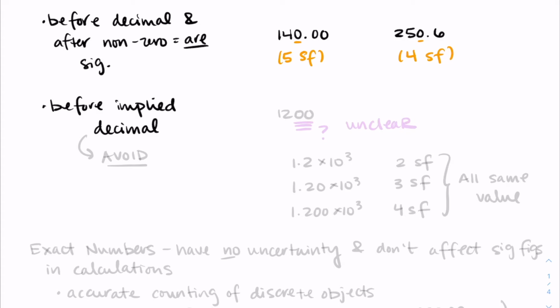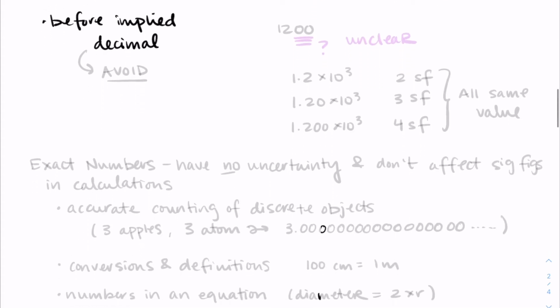So what about 1,200 with no decimal place? Those zeros are there as placeholders. There's an implied decimal place after this because that last zero is in the ones place. It's unclear because we didn't explicitly write the decimal place. It's super unclear whether or not those zeros are supposed to be significant. So we will avoid this at all costs.